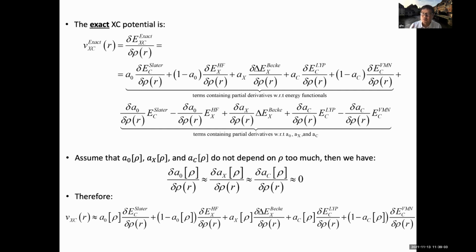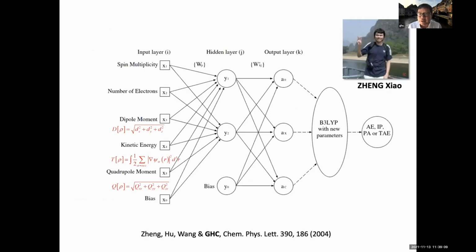So the question is, how do we determine A0, AX, and AC for different systems? That was the paper we published almost 20 years ago, in 2004, and we used machine learning. In fact, it's a neural net, a very simple one. The input is spin multiplicity, number of electrons, dipole moment, kinetic energy, and the quadrupole moment of the molecules, and the output is A0, AX, and AC. For different molecules, we calculate the input.